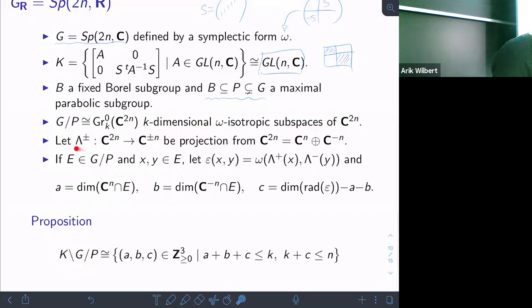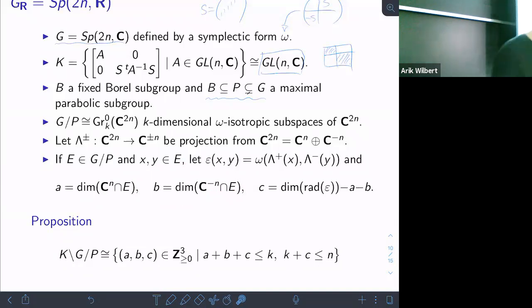So something we need to look at here is a projection. So lambda plus is going to go from C^2n to C^n, and lambda minus to C^n minus, corresponding to this direct sum. And I'm going to define 3 integers to classify the K-orbits. So the first 2 integers, A and B, are the same integers that Barbasch and Evens use in type U(p,q). That's the intersection of E with C^n, that's A. The intersection of E with C^n minus, that's B.